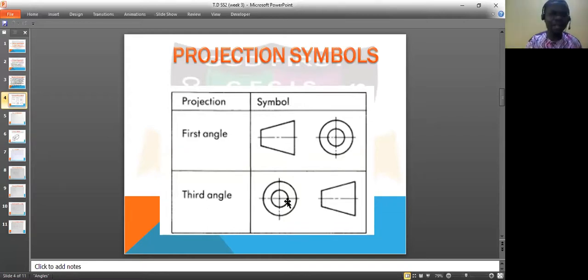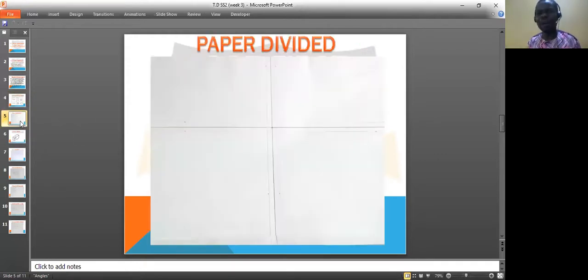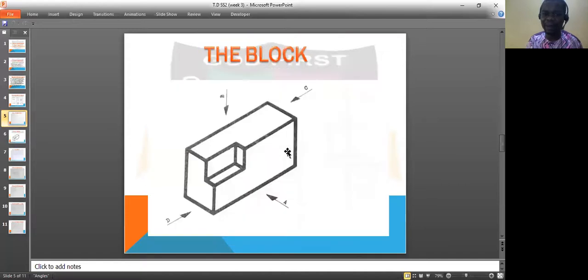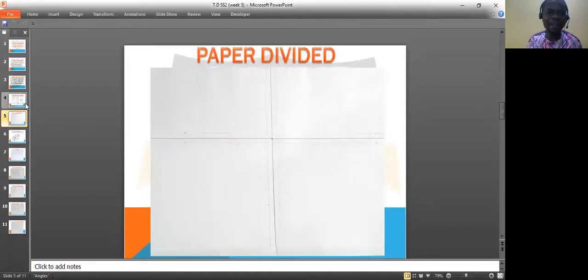We look at what we need to do, that is the steps involved in drawing third angle orthographic projection. Like we did the other time, you divide the paper. The paper is being divided into 4 quadrants. We know how to do this. This is the middle of the paper. Then you have centimetres to this side, centimetres to this side. We discussed this last week.